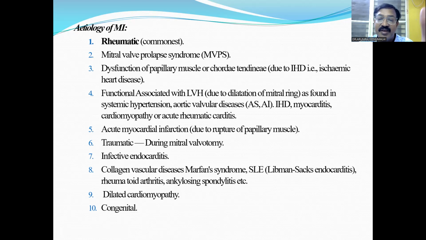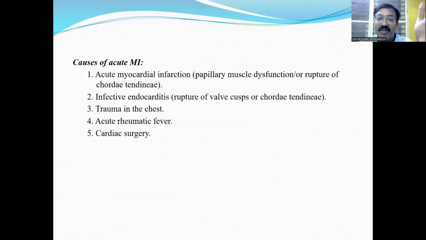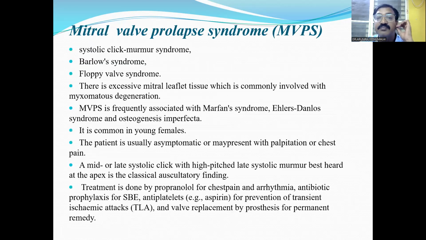Remember at least 3 to 5 causes here, for example acute MI; you just have to remember these, and valvotomy, 8 to 10 over this. So, mitral valve prolapse syndrome, a few points. It is also called systolic click murmur syndrome, Barlow syndrome, floppy valve syndrome. These things you just remember.